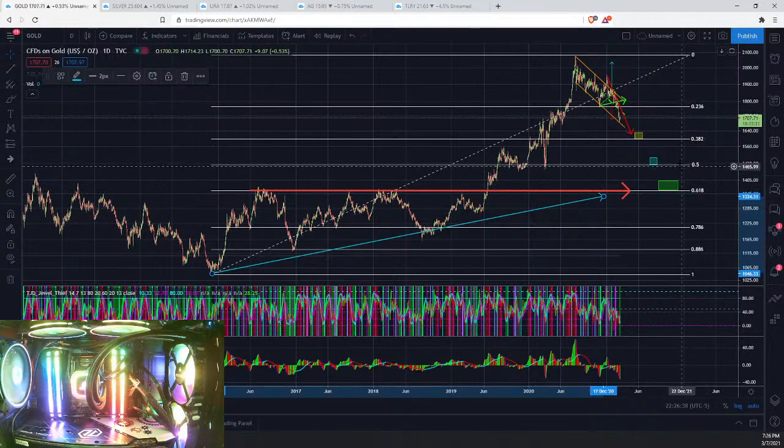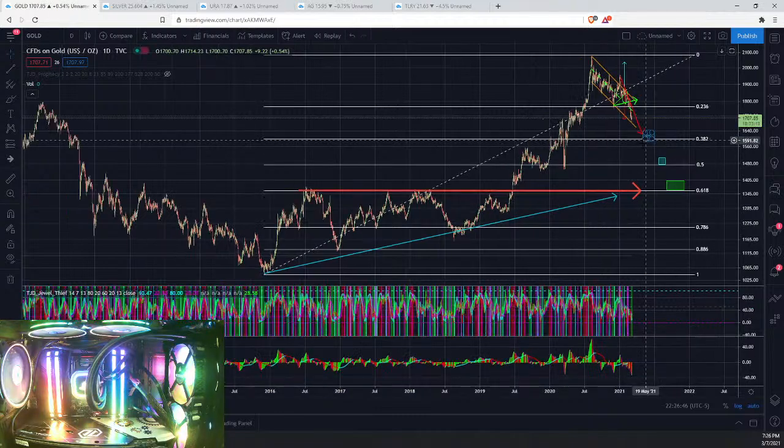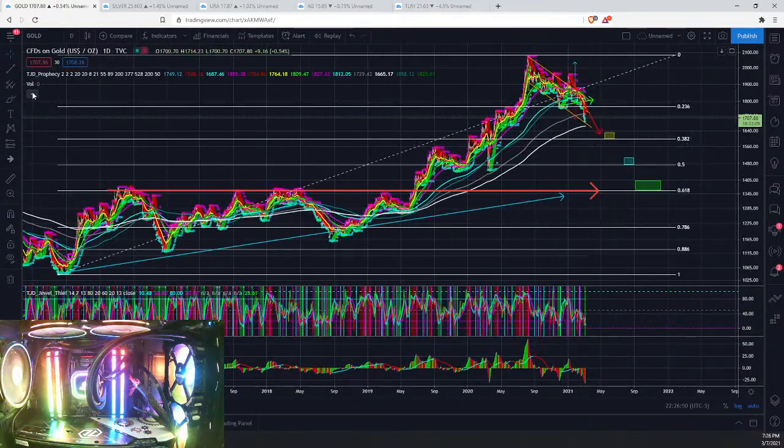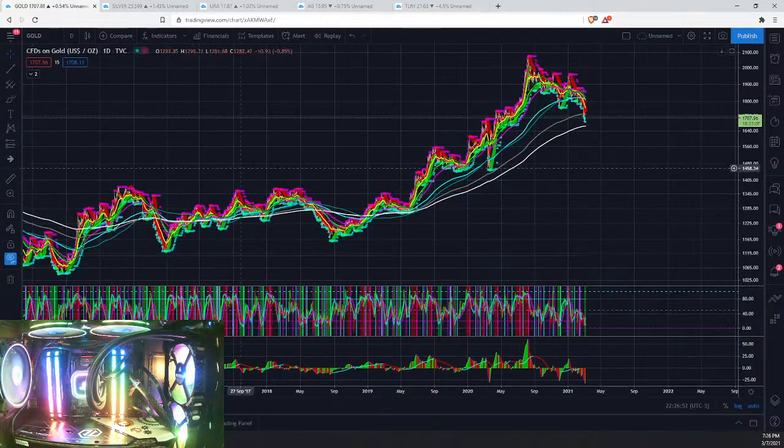It's not likely. But I'm going to start laddering in nice at the 382, the 0.5, and the 618, because those are the most common retracement areas. And again, we'll pay attention to what's going on in the meantime, because right now gold looks real bad to me.